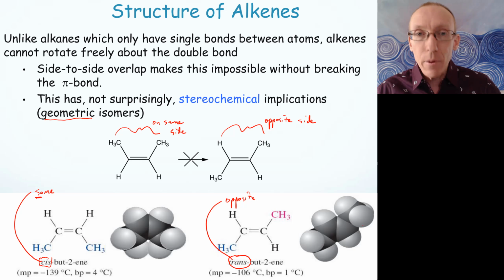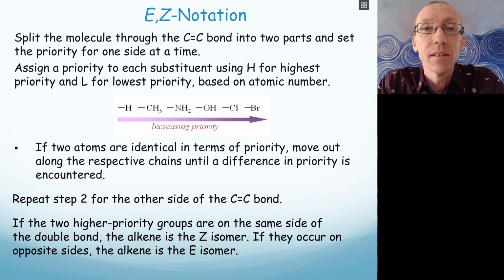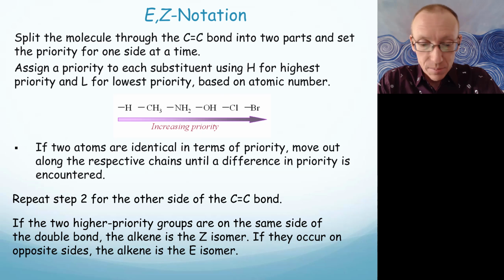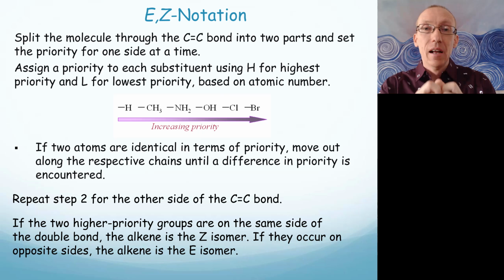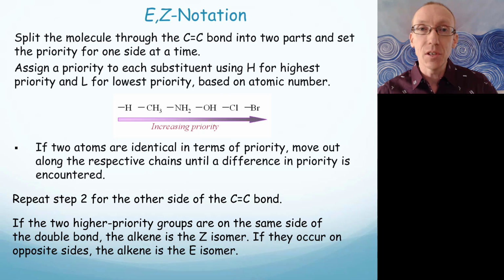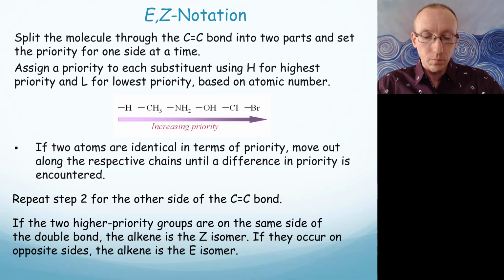However, sometimes we have more complex alkenes where we can't use cis and trans notation to tell us what isomer we have. So then we use what's called EZ notation. So EZ notation becomes important because sometimes we may have more than two substituents on an alkene. So in that case, what are we talking about? Which ones are on the same side, which ones are on opposite sides? So EZ notation is a way of telling us which alkene we have when we have more complex situations.